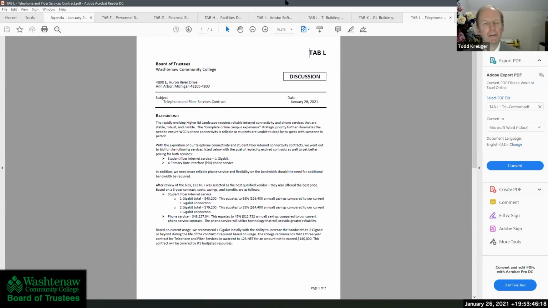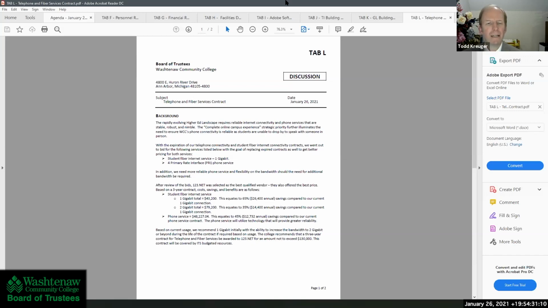After a review of the bids, 123.net was selected as the best and least expensive qualified vendor. After reviewing the bids, we determined that a 3-year contract offered the best combination of price while allowing us to reassess the ever-changing market in 3 years. Based on a 3-year contract, cost and savings are as follows. For 1 gigabit, which is what we have now, it would be $43,200. This equates to 65% savings. For 2 gigabit, which is twice what we have now, this is a little over $79,000 for 35% savings compared to what we have now. And on the phone service side, a little over $48,000 equates to 45% savings.